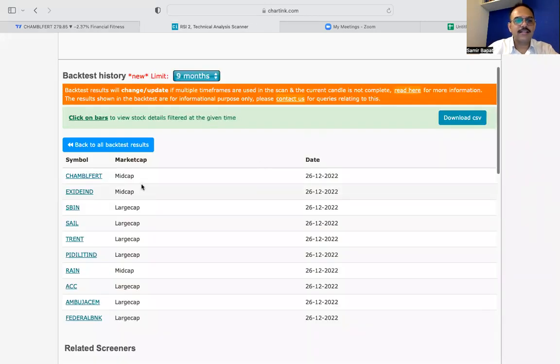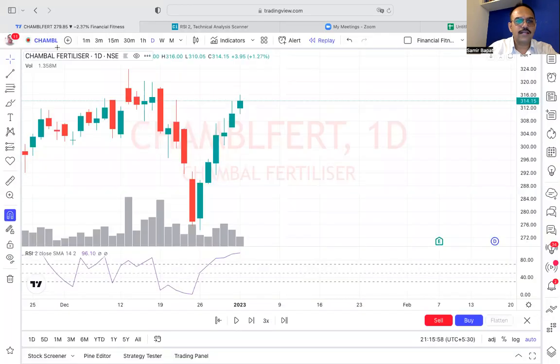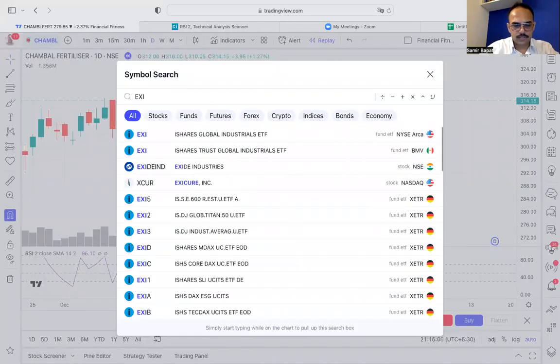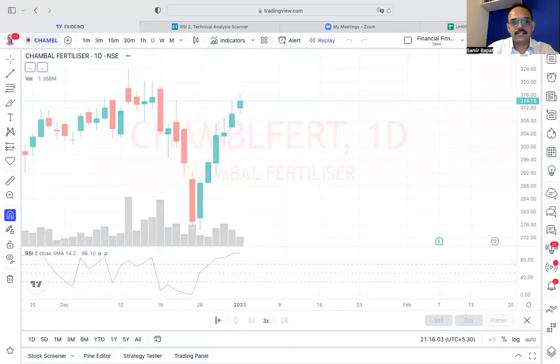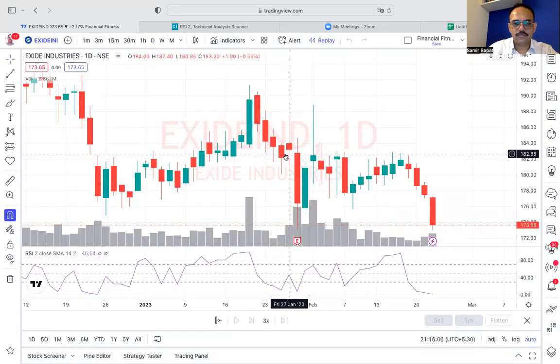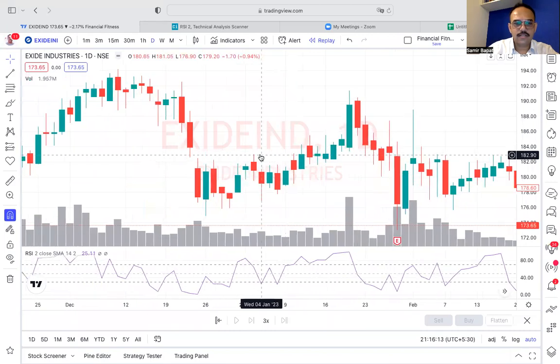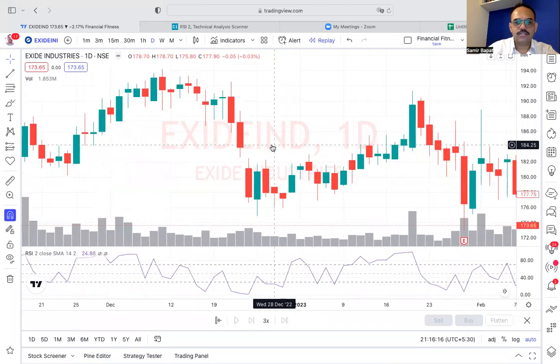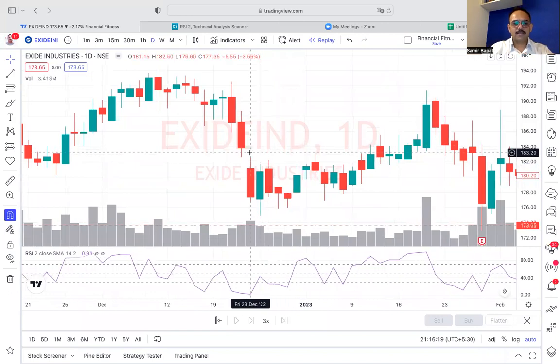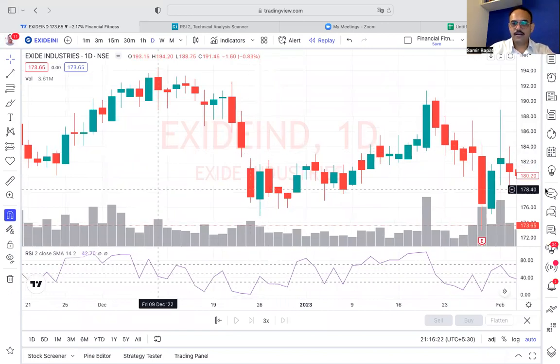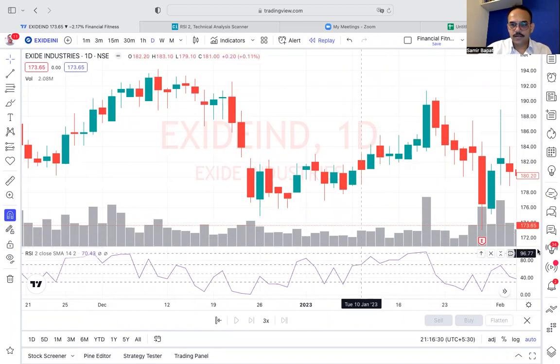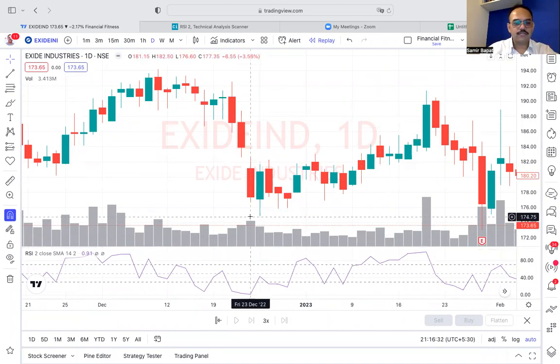Second example is Exide Industries. Okay, so we have to go to 23rd December. Where did it go? 23rd December. Okay, so this is another example. Now here, just hold on. Just a minute. Okay, now here, this is 23rd December.